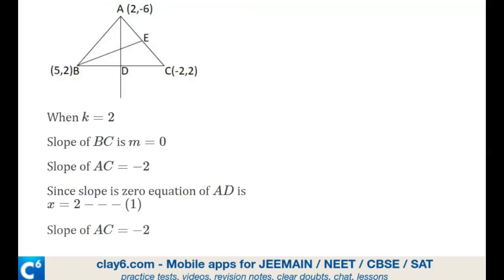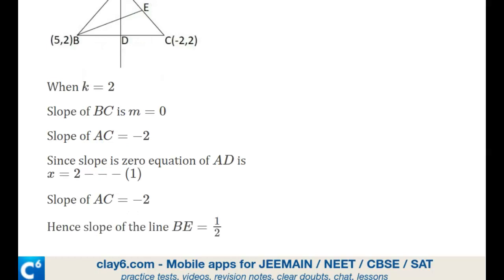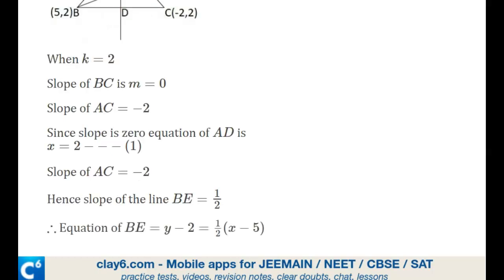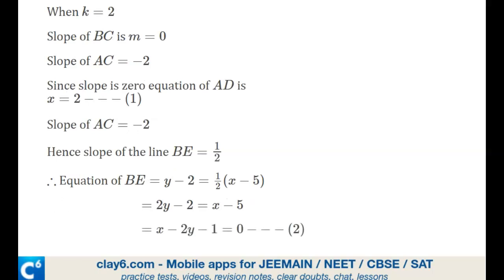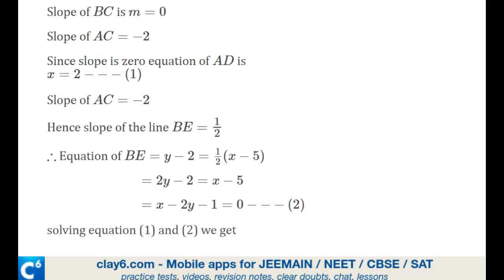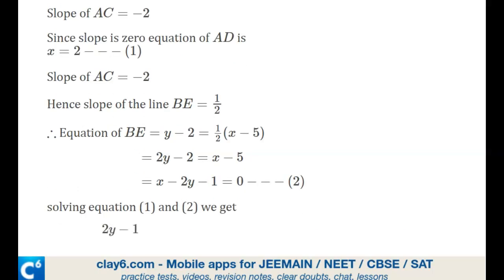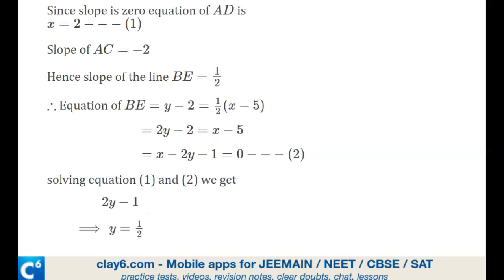So once you know that, now you know the slope of AC, which is -2. What does that mean? That means that the slope of BE is half, and we have a point B, (5, 2). So we're going to solve for it, y equal to mx plus c. Once you do that, you're going to come to the equation there, with x minus 2. And now this intersects x equal to 2. So substitute 2, and you're going to get 2y minus 1. So y equal to half.